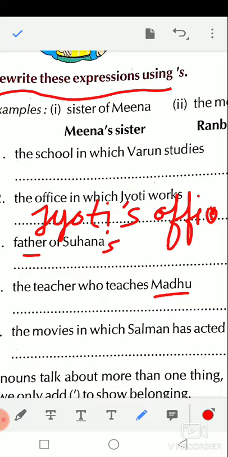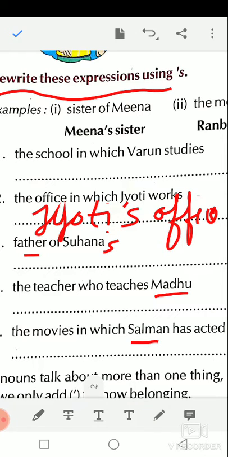The movies in which Salman has acted, so we can also say Salman's movies. When we watch some movies we say these are Salman's movies. Salman's movies means that these are the movies of Salman. So see this.